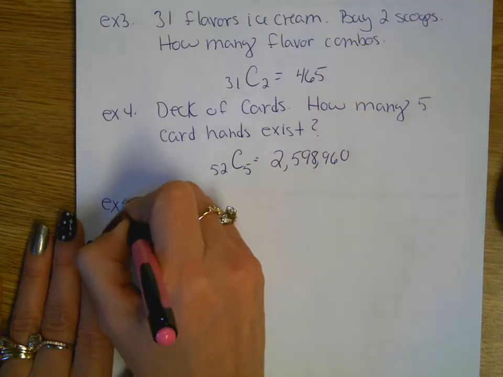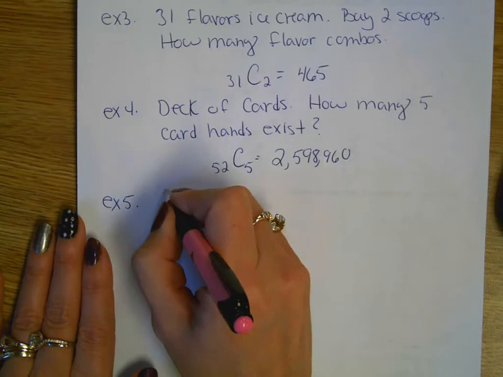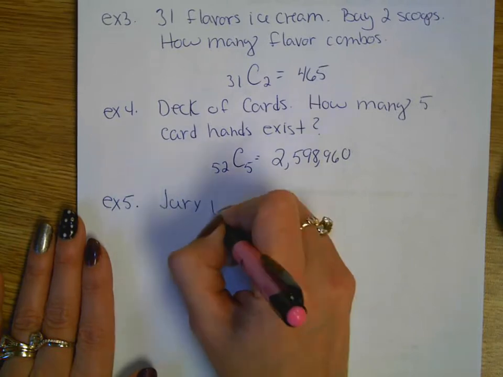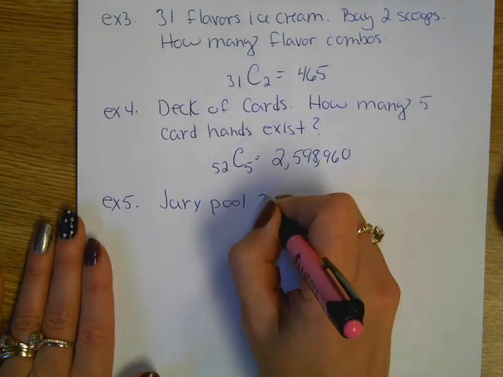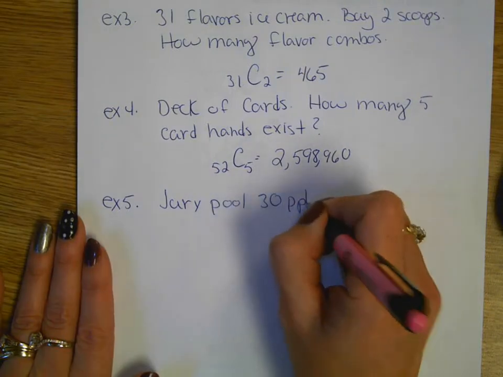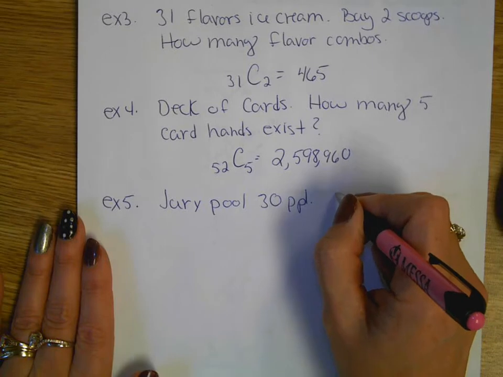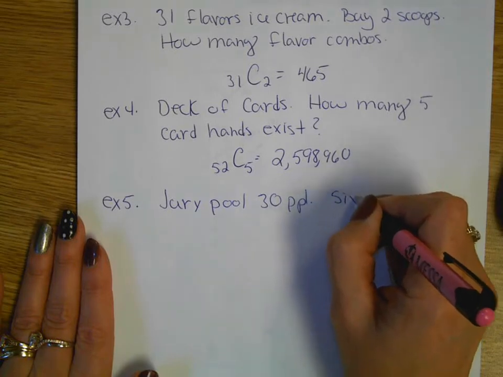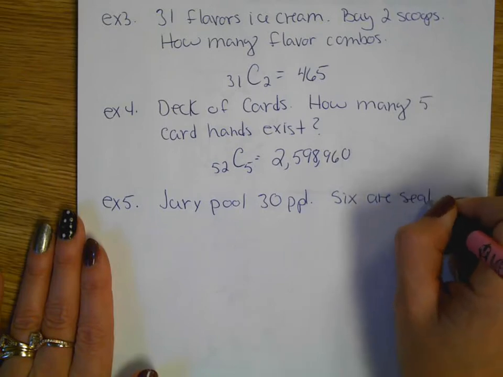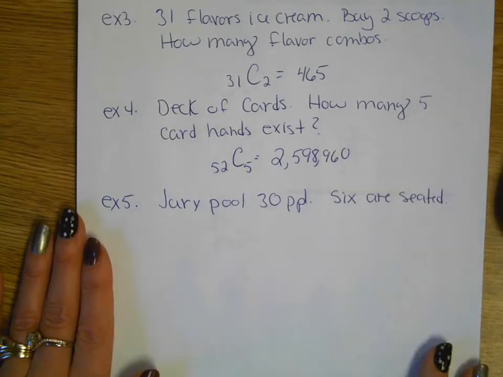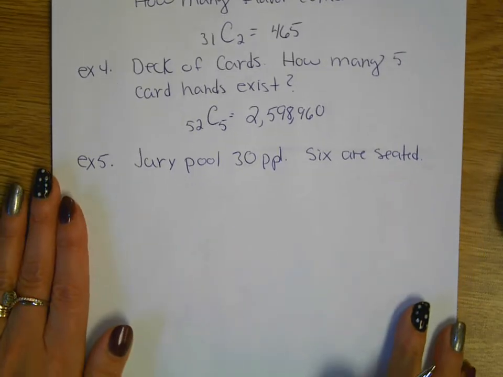Number 5. We have a jury pool where they've called in 30 people. We're going to select 6 people to sit on the jury. How many different jury options are there?